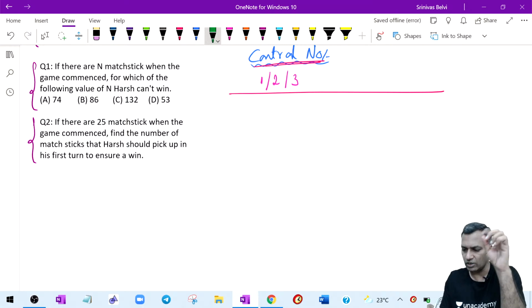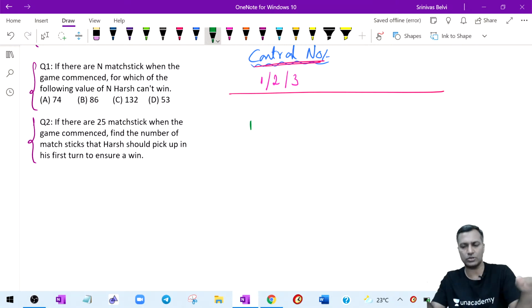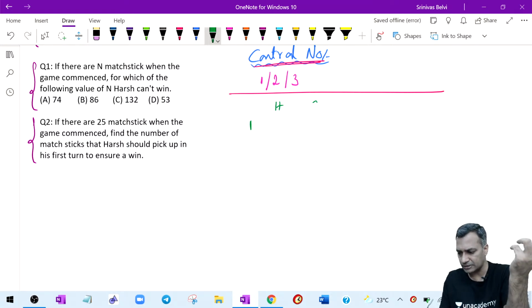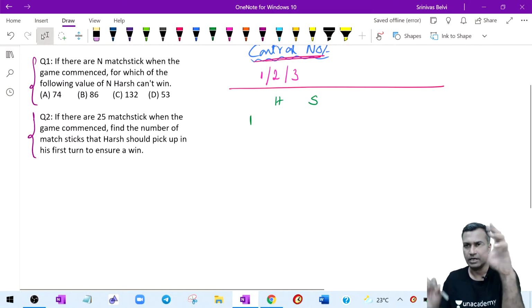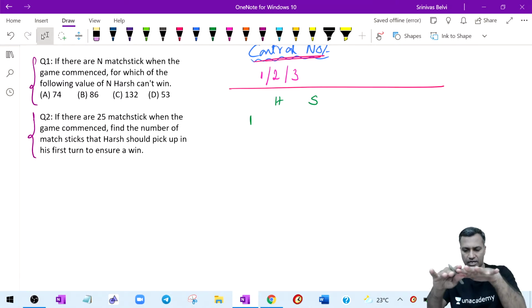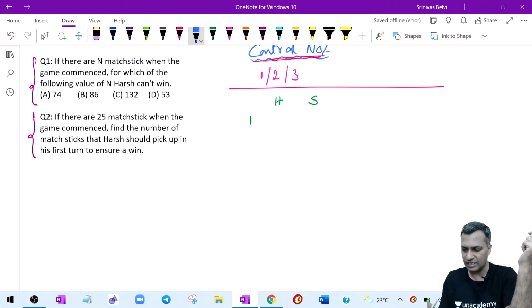Let's build it sequentially. The game starts on the table. There is a covered box, and in the covered box we don't know how many matchsticks there are. Every time Harsh and Sagar come in, they see a certain number of matchsticks. Harsh is always the first one to start. He sees there is only one matchstick. He is very happy. He picks it and says, I win.